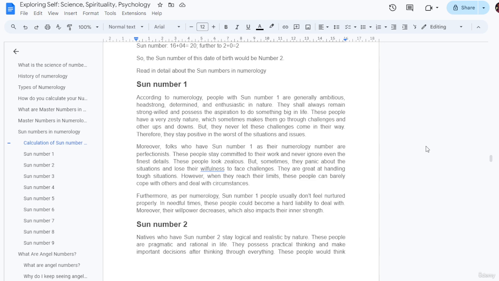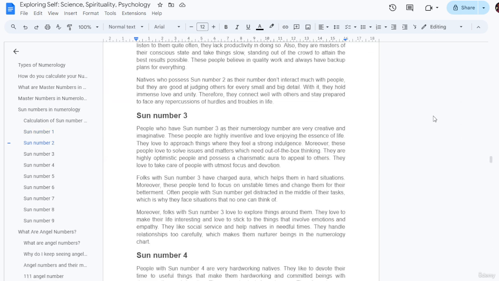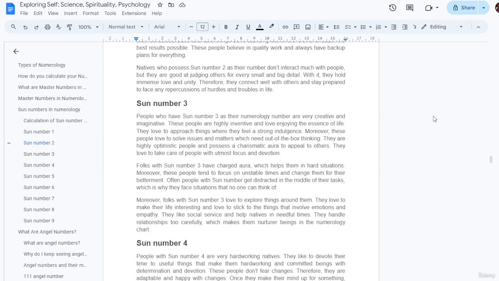So each one has its own way of understanding. According to numerology, people with sun number 1 are generally ambitious, headstrong, determined, and enthusiastic in nature. Number 2s are more logical, realistic in nature. These people are pragmatic and rational in life. Number 3s, very creative and imaginative. These people are highly inventive and love enjoying the essence of life.